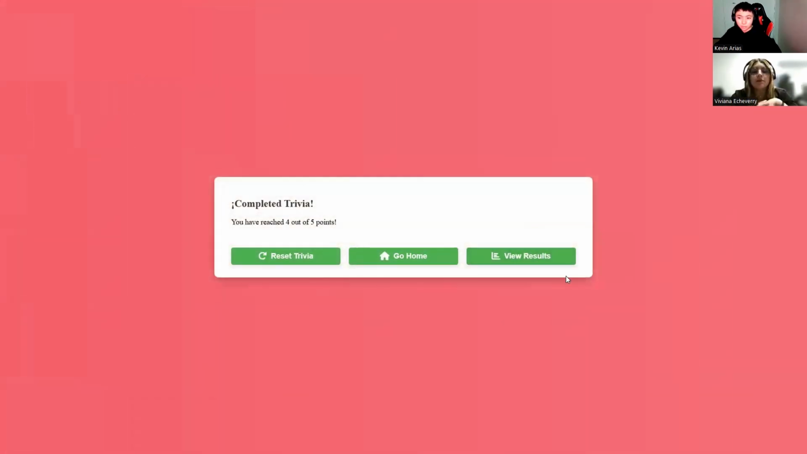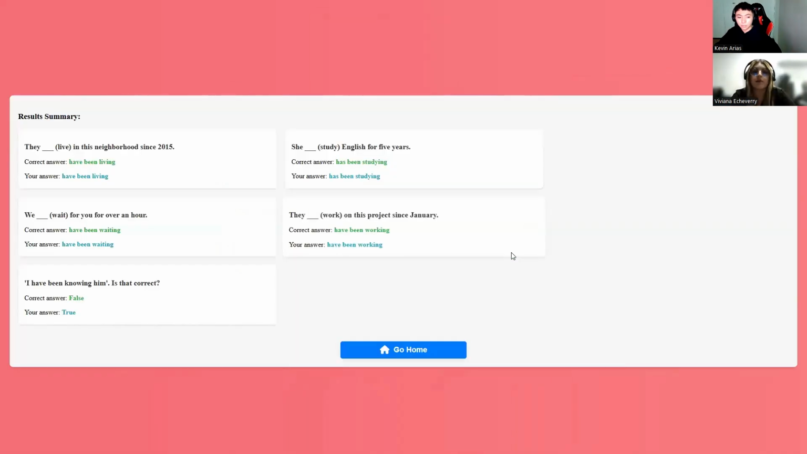Okay, I will explain a little bit about it. Not all verbs work well in the continuous form. Stative verbs, for example, know, love, and understand, aren't usually used in the continuous form. Instead, we say, I have known him for years, not I have been knowing him. That is basically the explanation for that question.